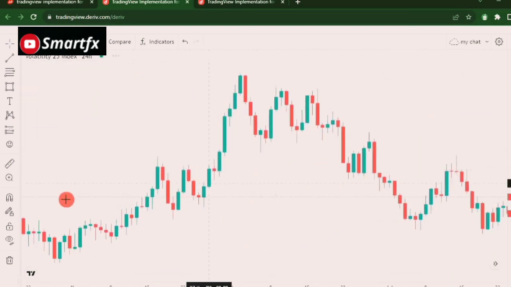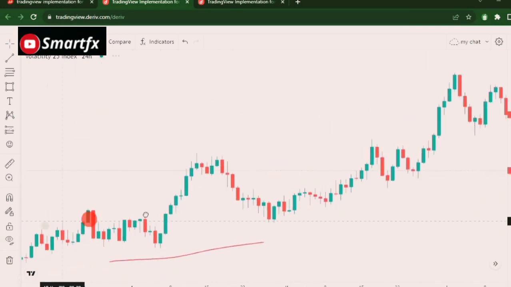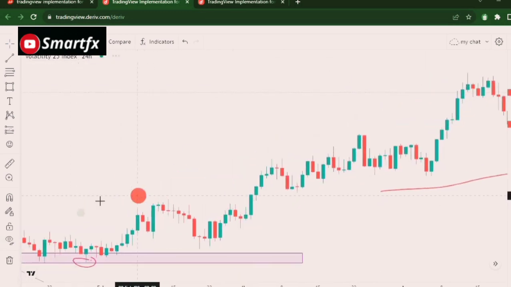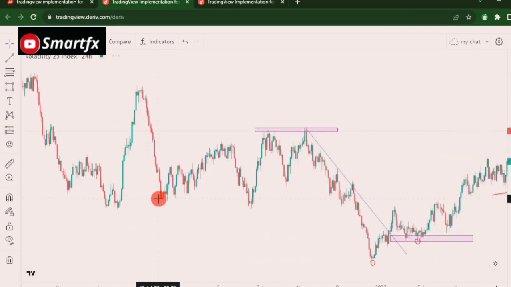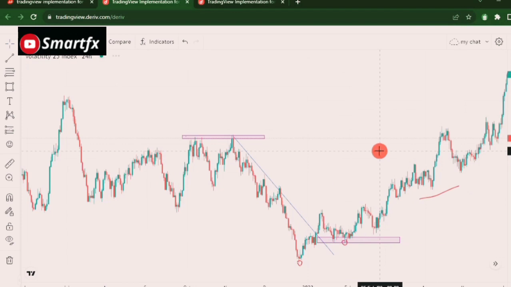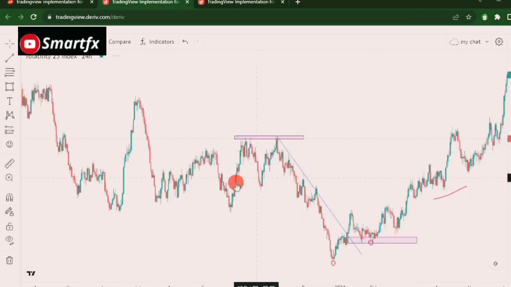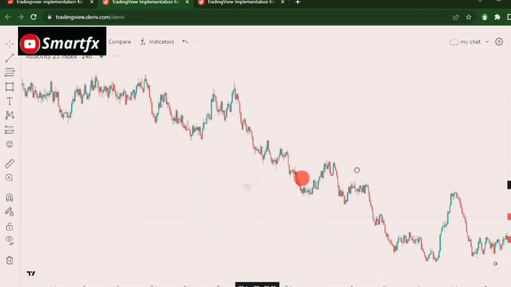So this is the TradingView implementation for daily. It's the best platform where you can actually do your analysis and then enter your trade in the MT5. I will also be teaching you how you can find this in my next video.